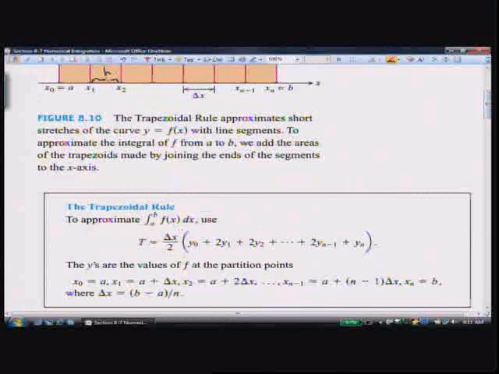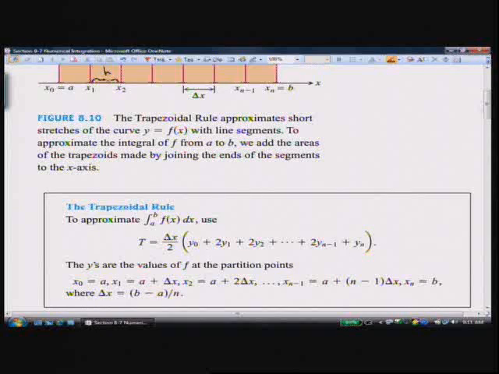So if you're adding those all up, you could simplify it a bit. You could factor the delta x out. You can divide by 2 because it's 1/2 each time. And then notice you had 2 y1s, 2 y2s, all the way up to right before the nth one, but you just have one y naught and one yn. Does that sort of make sense to you guys, where that formula comes from?